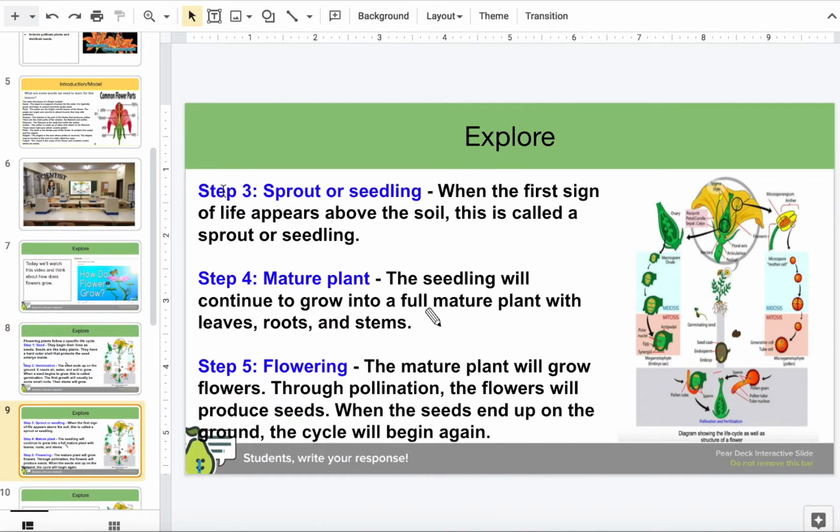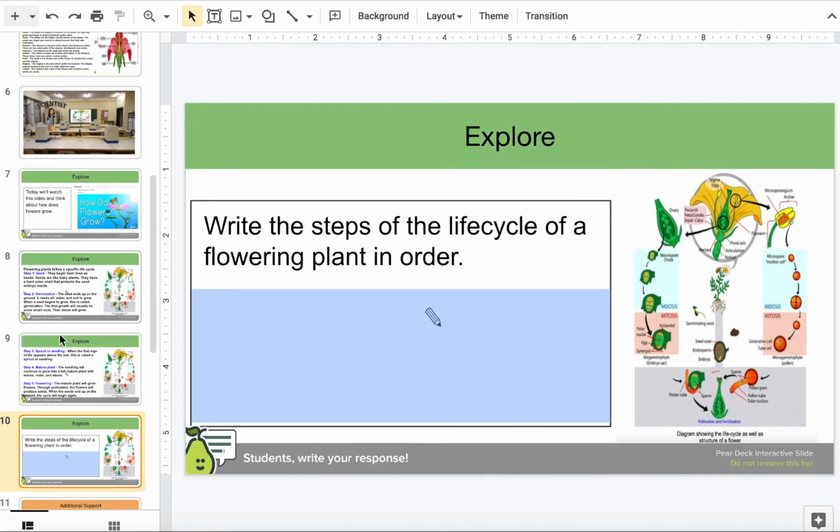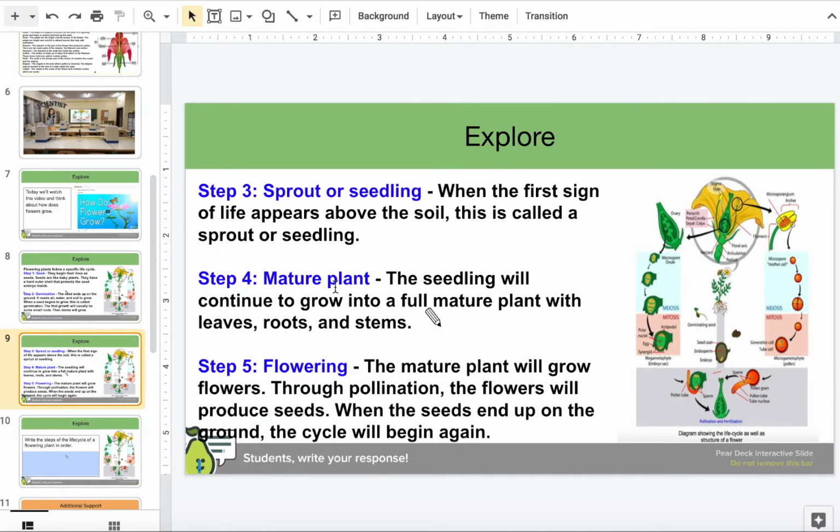Next, step 3, the sprout or seedling. When the first sign of life appears above the soil, this is called the sprout or seedling. Step 4 of the life cycle of a flowering plant is the mature plant. The seedling will continue to grow into a full mature plant with leaves, roots, and stems. And finally, step 5, flowering. The mature plant will grow flowers. Through pollination, the flowers will produce seeds. When the seeds end up on the ground, the cycle will begin again.